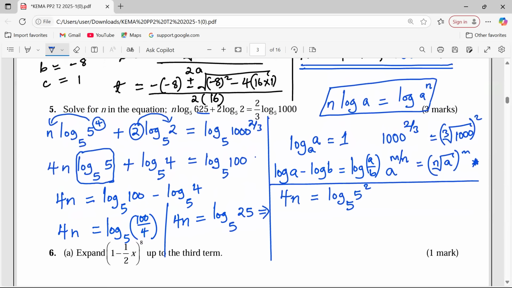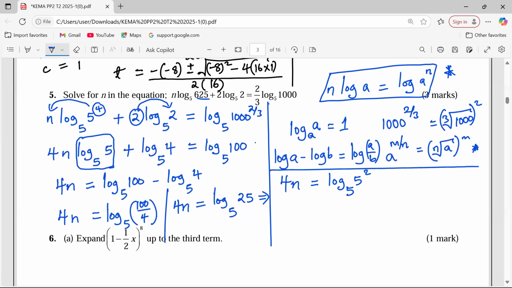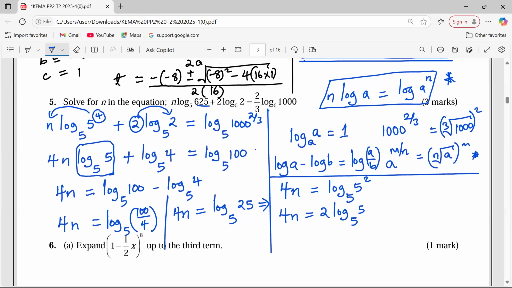If this is 5 squared, then we go back to our third law here, where we shall say we need 4n equals to 2, the log to base 5 of 5. The log of 5 to base 5 is 1. That means the log of any number to the same base is usually equal to 1. That law, I have written it very well here. The log of any number to the same base equals to 1. And if that is so, then we'll be having the value of 4n being equivalent to 2.